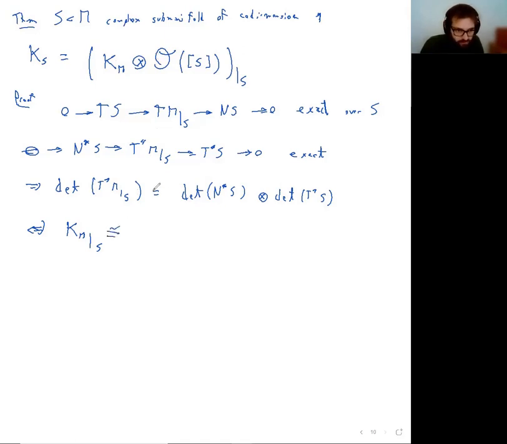Okay, so these are isomorphisms. This one we don't know. This we have no idea what it is. But one thing we do know is that N_S has dimension 1. Sorry, rank 1 again. So the determinant is nothing, because this is rank 1, and the determinant of something of rank 1 is just itself. And here we have what we care about.